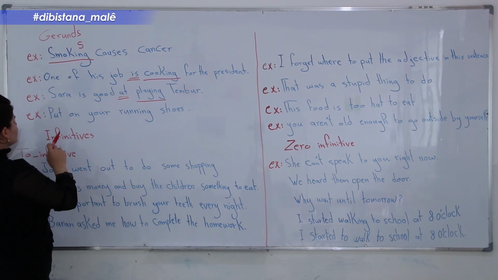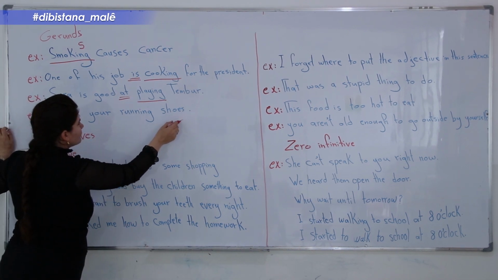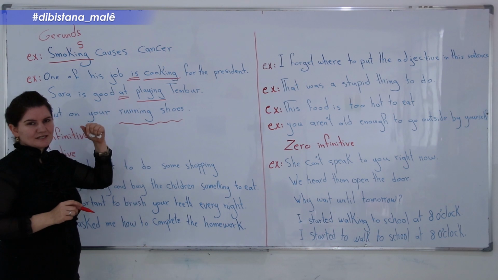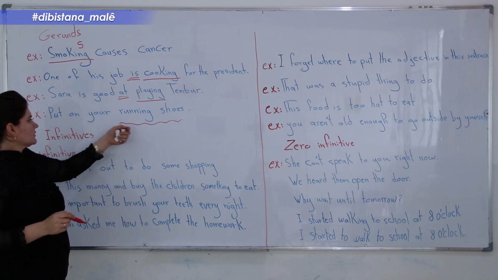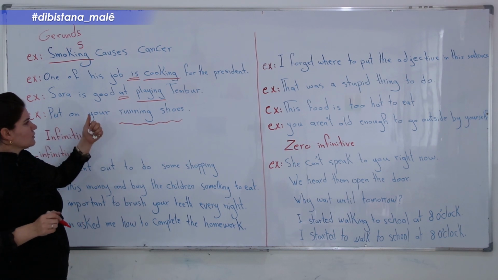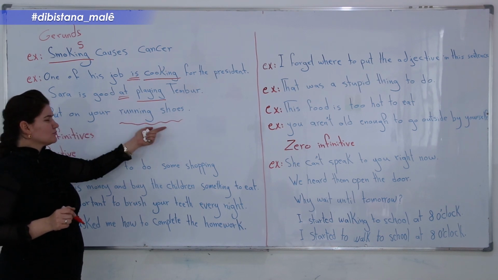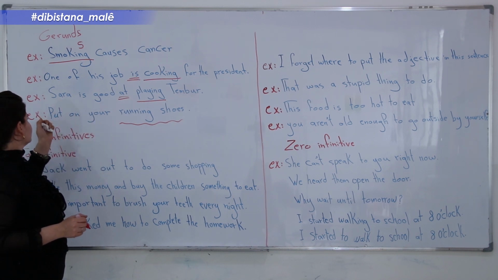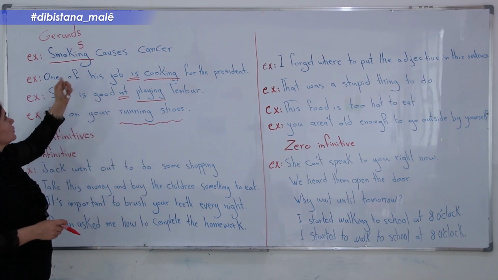The fourth use is that we use gerunds in compound nouns. Here we have raining shoes. Raining shoes is a compound noun. Put on your raining shoes. Sorry, compound nouns. So number 4, or the fourth use, is compound nouns. We have 4 uses of the gerunds.